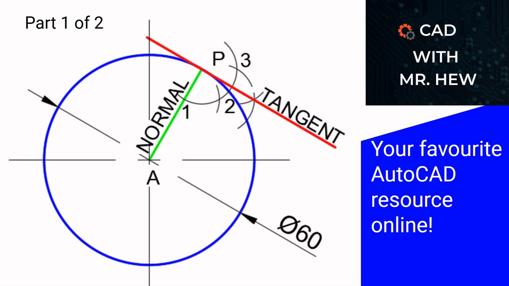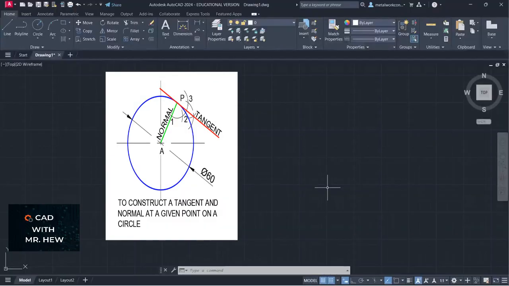In today's video, we'll be looking at the construction of the tangent to a point on a given circle. In the previous video, we looked at the construction of a common internal tangent to two circles of different diameters. So we'll be starting the video now.